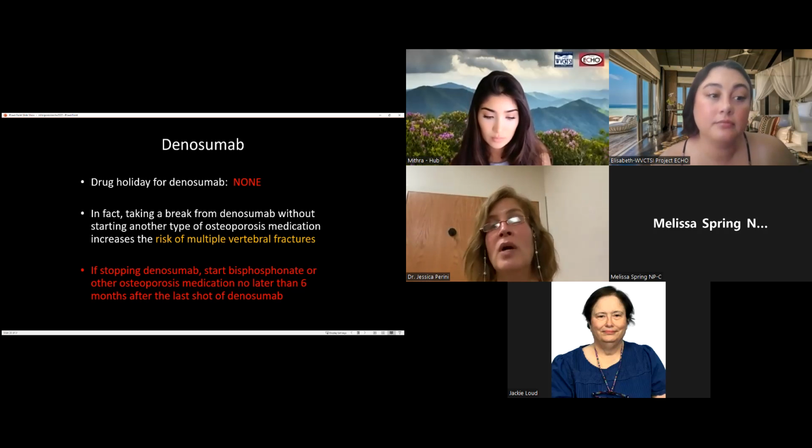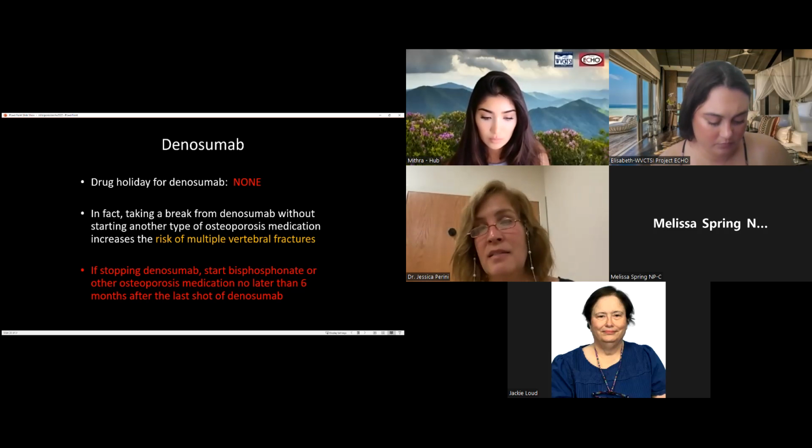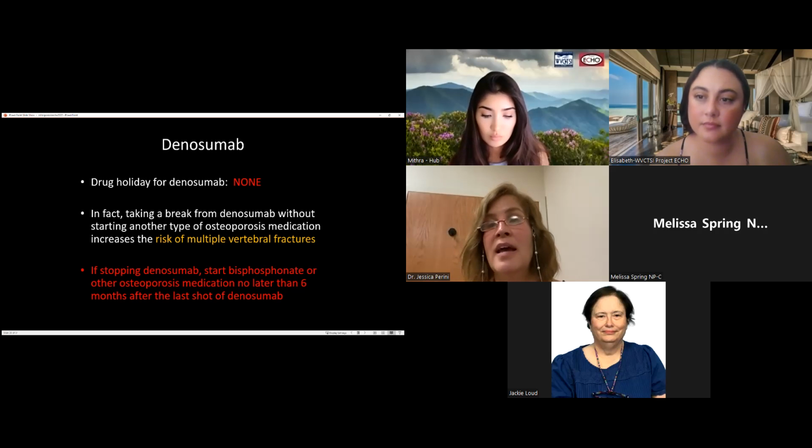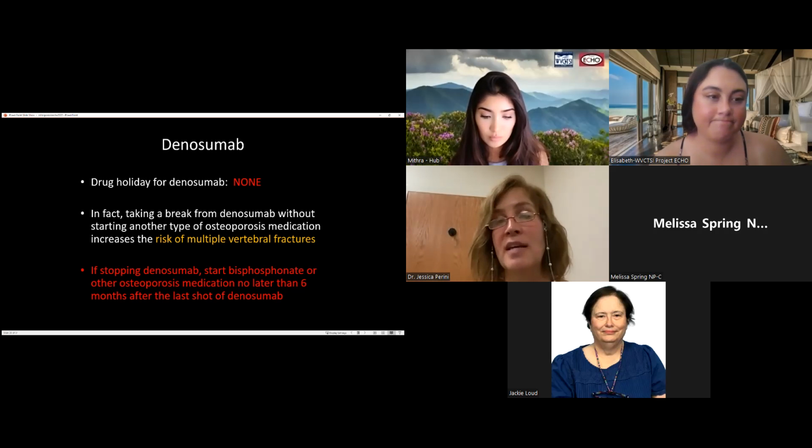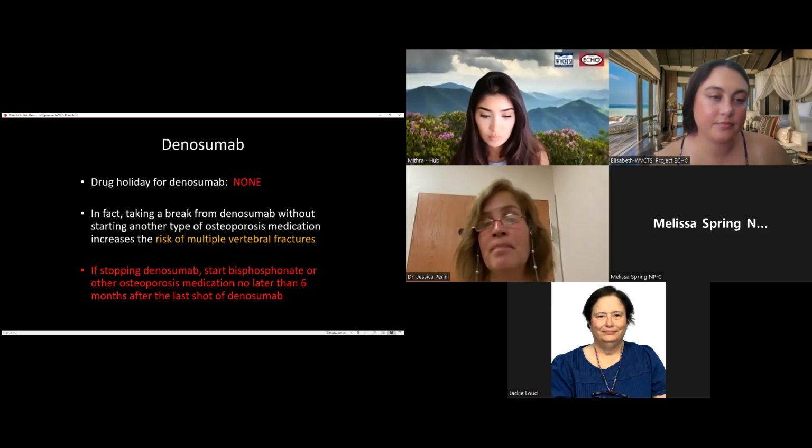Okay, so not everybody gets this. And in fact, the majority of people don't get these, but you don't know who's going to get it and who isn't. And you're treating them for osteoporosis and stopping a medicine, you need to start the next thing around when the next dose of Denosumab would be due, or even a little earlier. So really no later than 6 months after the last shot of Denosumab.